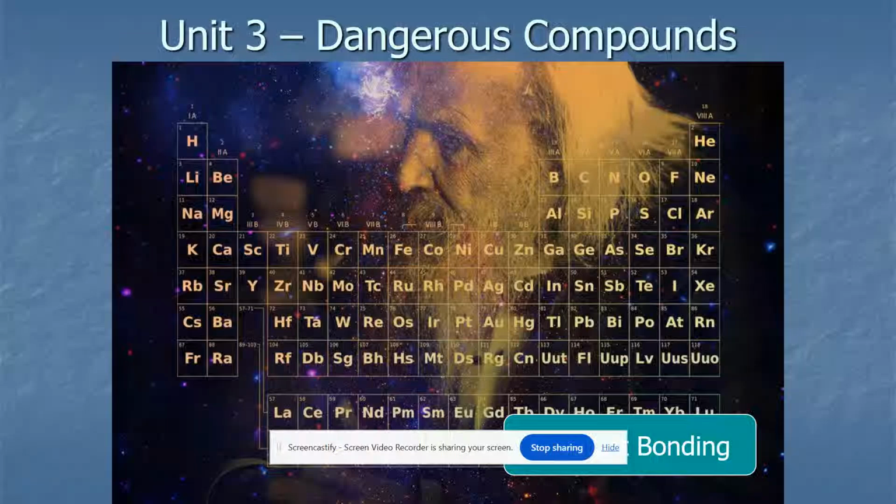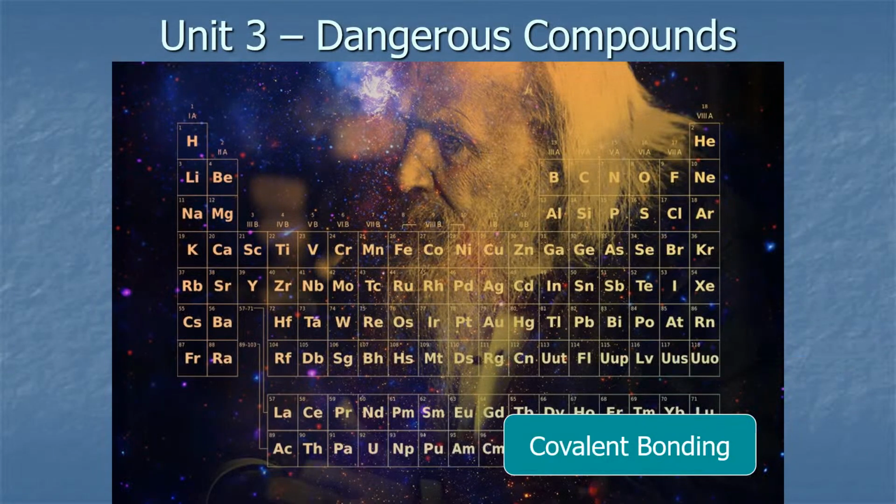History of Earth and Space Science. We are on our second half of the unit. This is going to be lesson 4 of dangerous compounds.